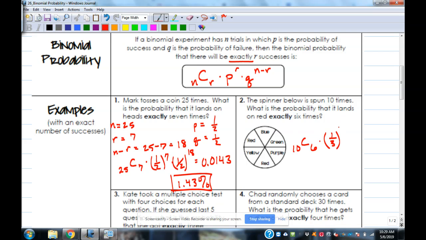And we want it to land 6 times. What's the probability of not landing on red? 2/3. And that's got to be how many times? It's the exponent on that. 4. We got to where how many trials are there? There are 10. So if we are looking for 6 successes, then there's got to be 4 failures out of that. We're going to multiply that all together.